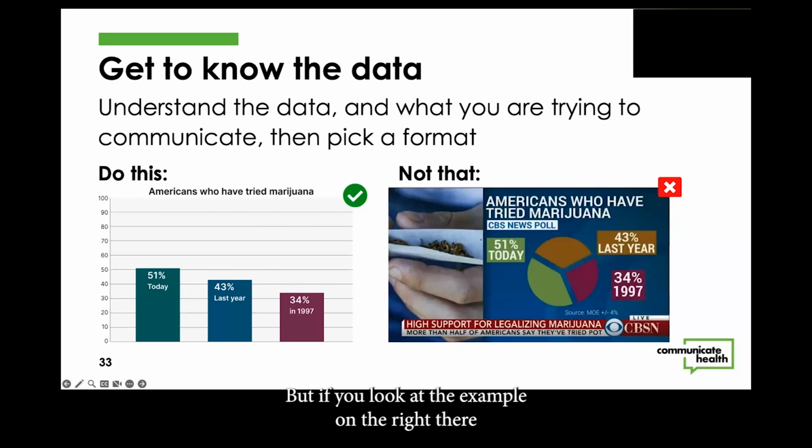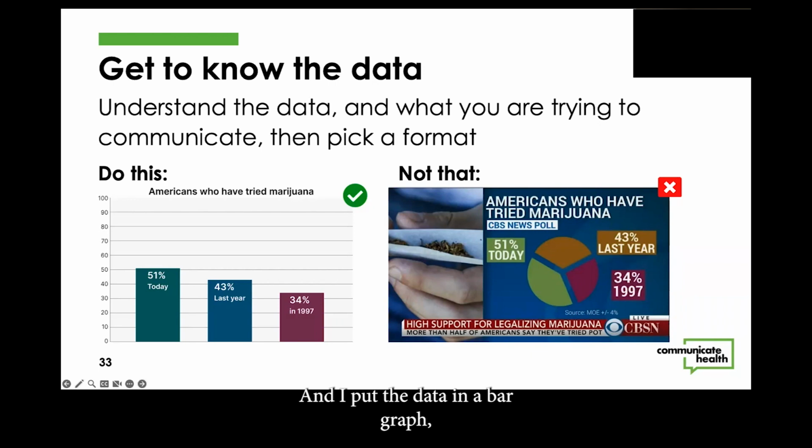But if you look at the example on the right there, the big problem is that we're looking at a pie chart. And that pie chart shows a few different numbers, they're percentages, but they don't add up to 100%. So it just doesn't make sense to put percentages in a pie chart when they don't add up to 100%. Each of those slices doesn't amount to a nice circle or a whole. And that's why you wouldn't use a pie chart in this example.